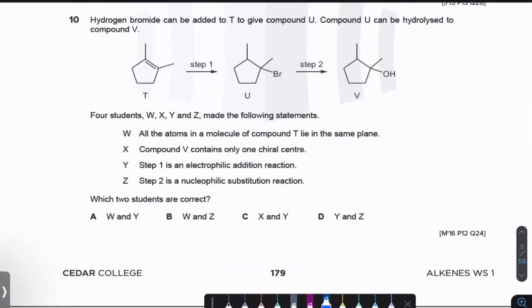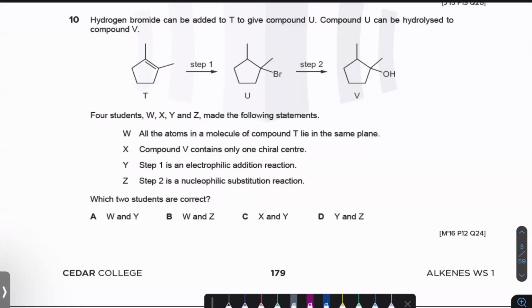Hydrogen bromide can be added to T to give compound U. Okay, so T is this. It's a cyclic compound. And hydrogen bromide is added. Of course, the pi electrons here, they have attacked it, done the electrophilic addition, which is the step 1, to form this.